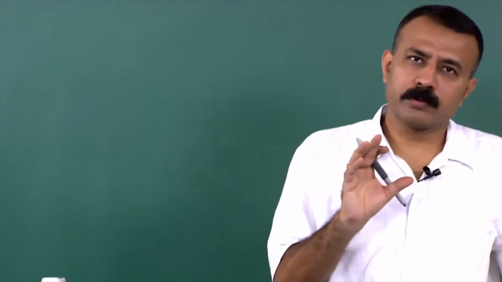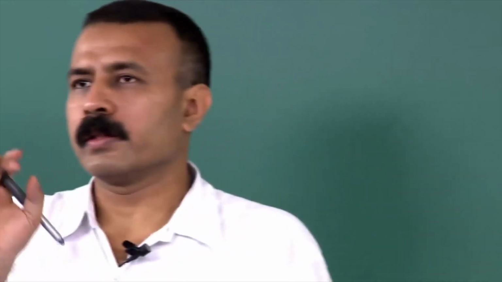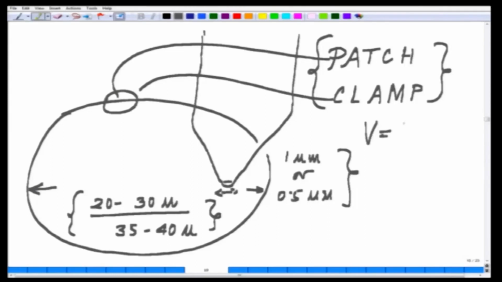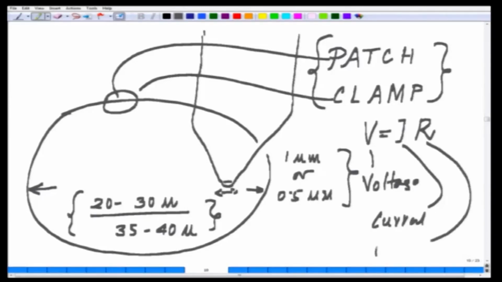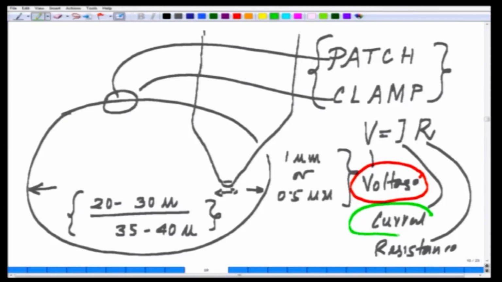And what all can you hold? There are only two parameters. I will come to the whole electronic configuration, but let us understand it. If you go by the most fundamental law, V is equal to I R, where V is your voltage, I is your current, and R is your resistance, there are only two things you can hold here. You can either hold the voltage or you can hold the current.